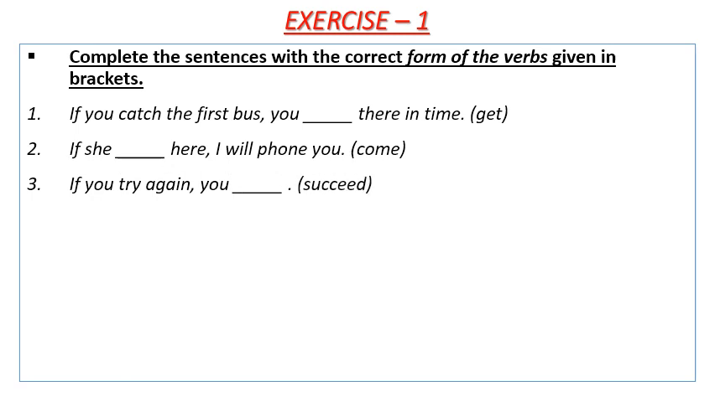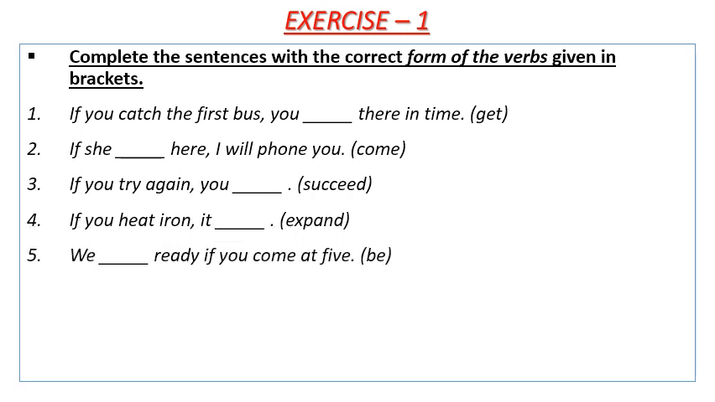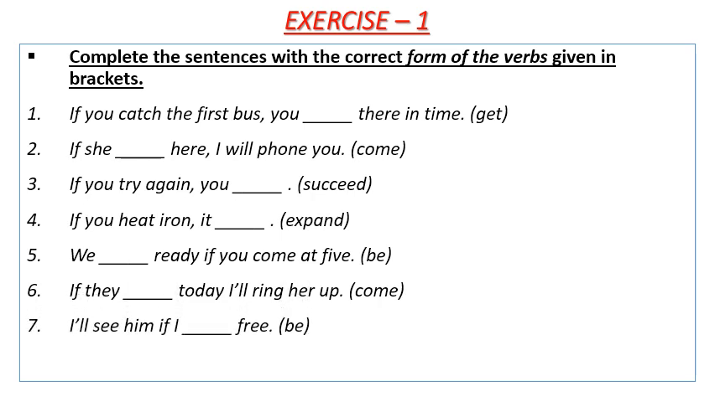Number 3. If you try again, you dash. Clue is succeed. Number 4. If you heat iron, it dash. Clue is expand. Number 5. We dash ready if you come at 5. Clue is be. Number 6. If they dash today, I will ring her up. Clue is come. Number 7. I will see him if I dash free. Clue is be. Number 8. If we dash, we will miss the train. Clue is not and hurry.